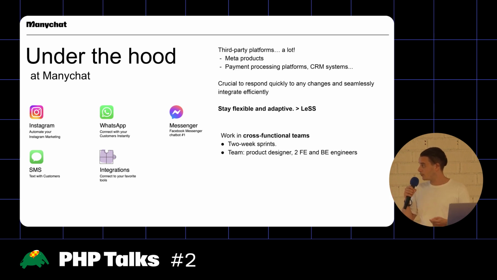This large-scale Scrum framework applies best to our situation. And that means that we are working in cross-functional teams. So we have 2-week sprints, and each team consists of about 2 backend devs and 2 front-end engineers who are assisted by a product designer.